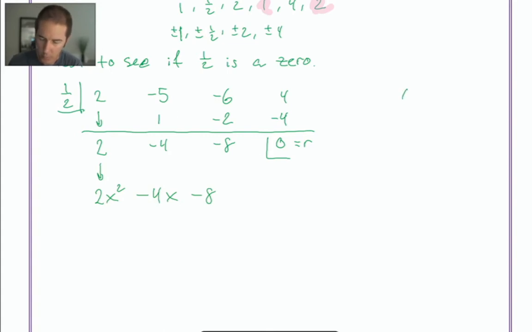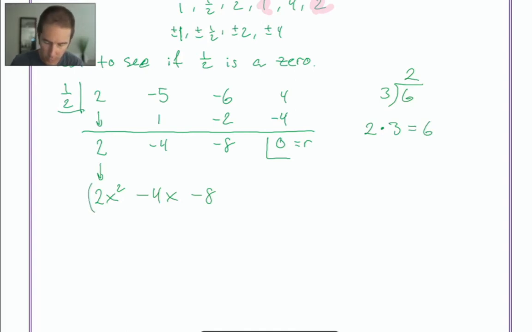Remember that when we take 6 and we divide it by 3 and we get an answer of 2, 3 is called the divisor, 2 is the quotient, and 6 is the dividend. The quotient times the divisor equals the dividend. The same thing is true when we do polynomial division.